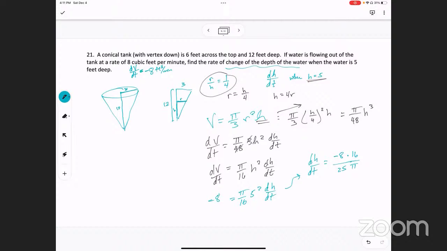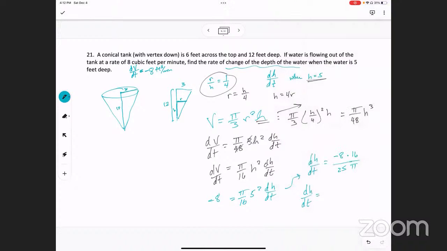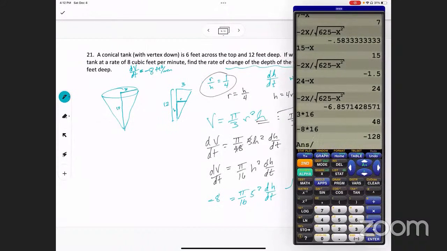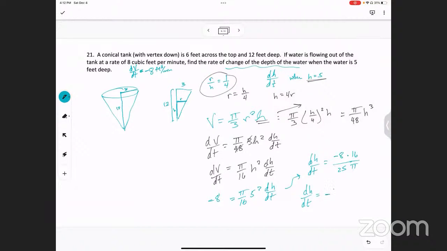Not really. So the change in h, dh/dt, is going to equal negative 8 times 16. That's negative 128 divided by 25 pi. Make sure you put that in parentheses. It's going to be negative 1.63, and that's going to be feet. We're talking about feet per second.